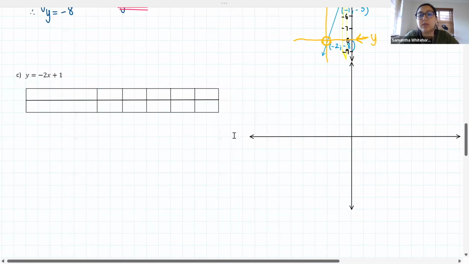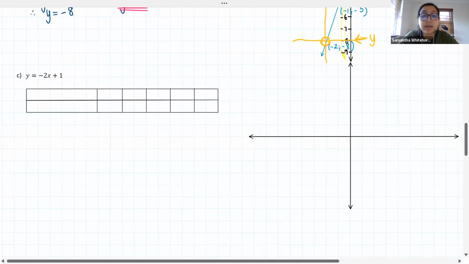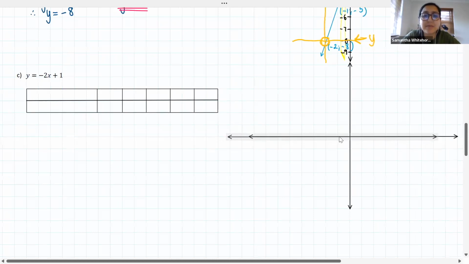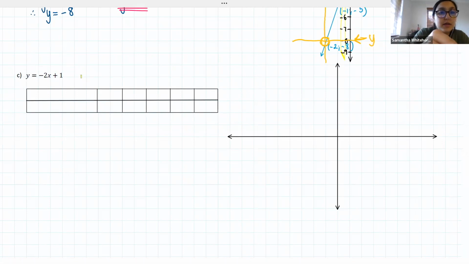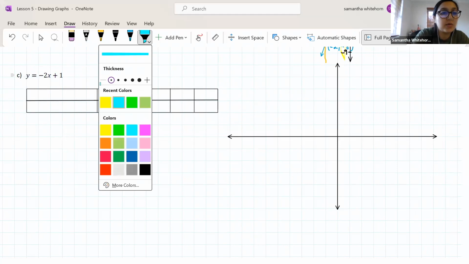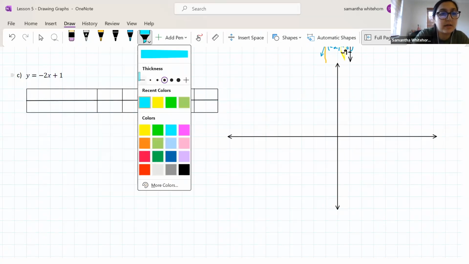Okay, guys, so let's have a look at another one. Exactly the same thing, nothing about our process is changing. We've got a rule. We're going to substitute our input values into the rule, and we're going to find some outputs. So our rule this time is y is equal to minus 2x plus 1.